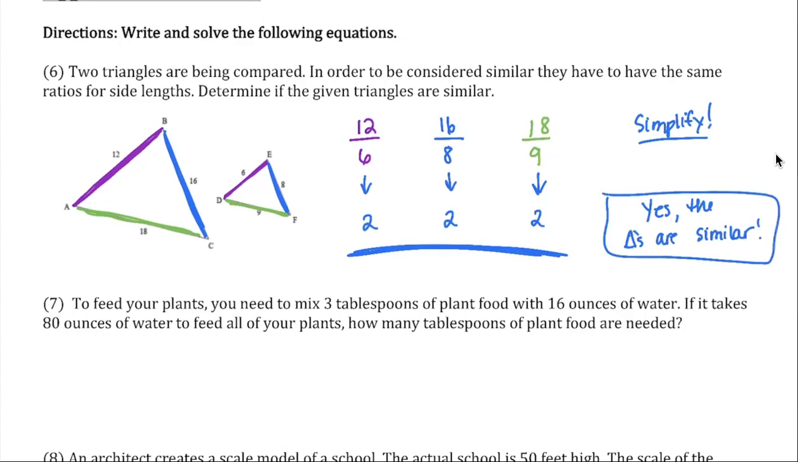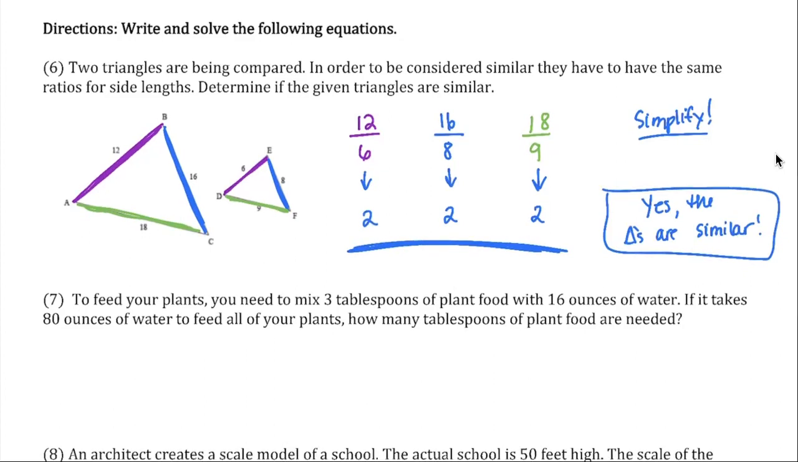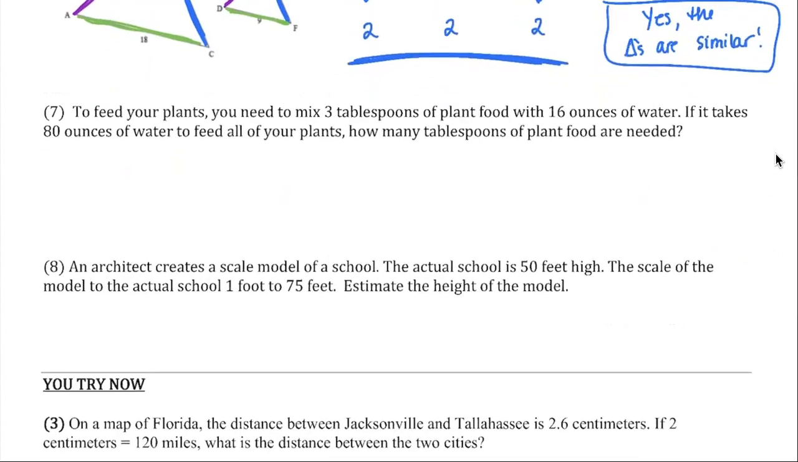Okay. So ratios, we don't always have to use them as an equation per se, but we are going to set that up for example number 7. Here, since we're solving this word problem, it says to feed your plants, you need to mix 3 tablespoons of plant food with 16 ounces of water. So I'm going to stop there for just a moment because here it's giving me a comparison. For every 3 tablespoons of plant food, we're combining that with 16 ounces of water.